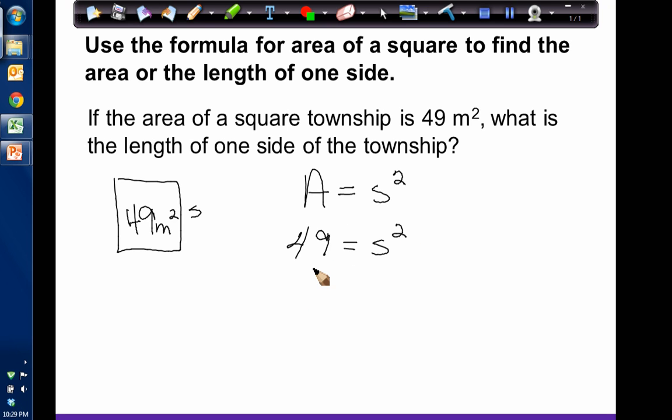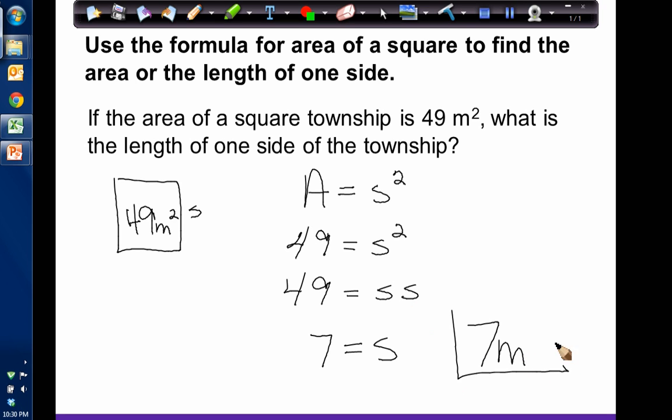So we have to have something times itself that gives us 49. And what times itself gives us 49? 7, right? So 7 times 7 is 49. So S must be 7. 7 meters.